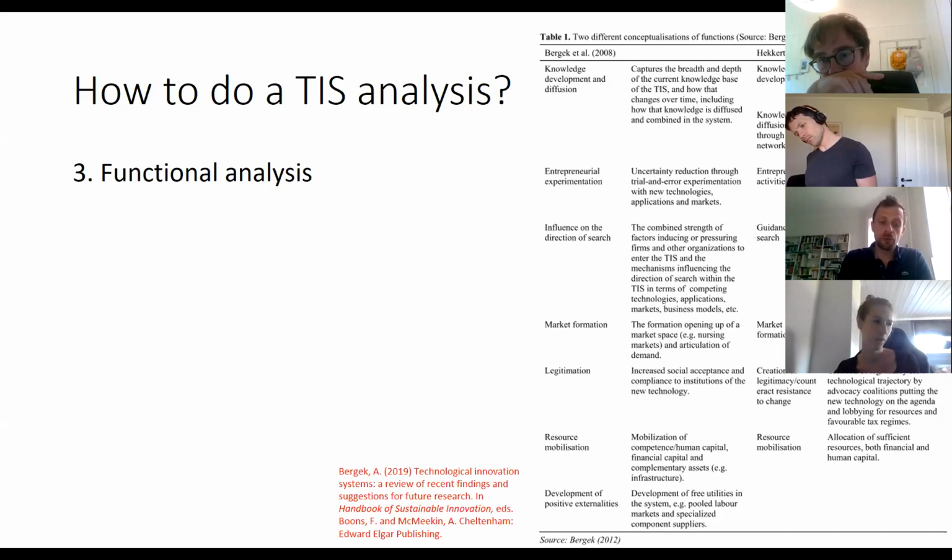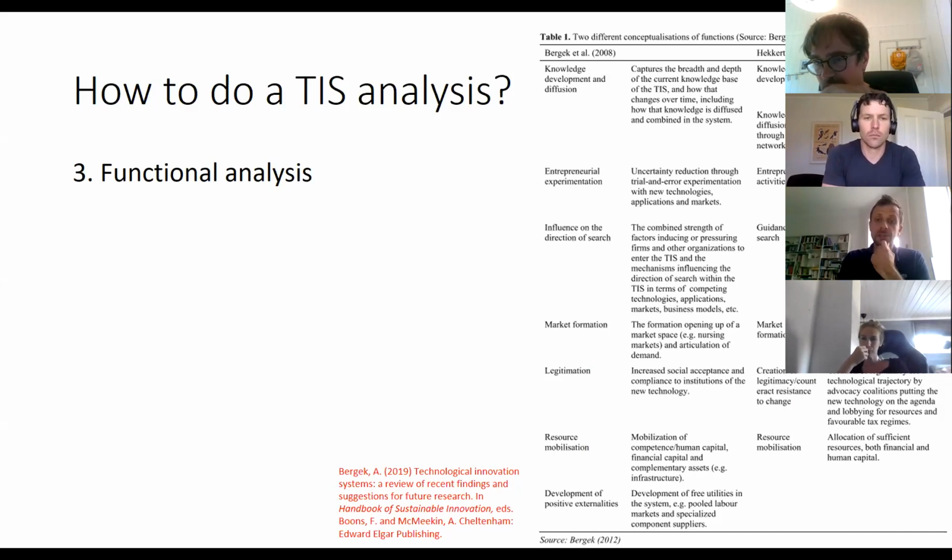So, performing a functional analysis implies analyzing and assessing the ability of the innovation system to deliver the core processes that are needed to stimulate innovation. This table here is from a recent review of the TIS literature by Anna Bergek, where she compares the functions in the West Sweden and the Utrecht versions of the TIS framework. As you can see, the differences are, if not marginal, then at least not very major.